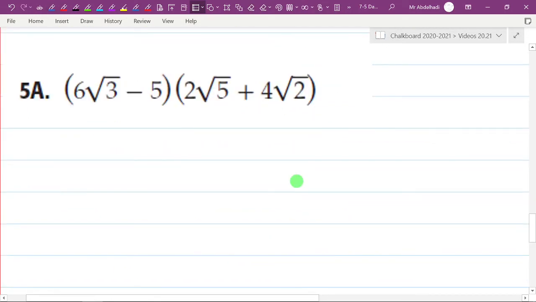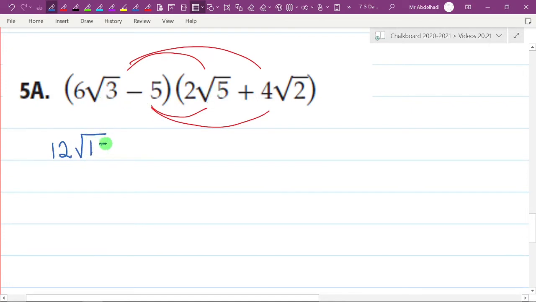Okay, let's try another one here. Now we have 6 radical 3 minus 5 times this binomial over here. And once again, we're just going to distribute, the same way we did in the last example. 6 radical 3 times 2 radical 5 is the first thing we multiply. So 6 times 2, the outside numbers, that becomes 12. And then radical 3 times radical 5 is radical 15.